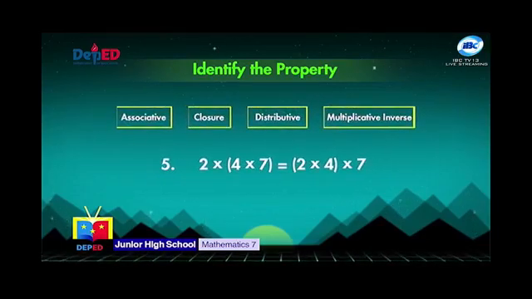Number 5. 2 times the quantity of 4 times 7 is equal to the quantity of 2 times 4 times 7. Associative, closure, distributive, multiplicative inverse.